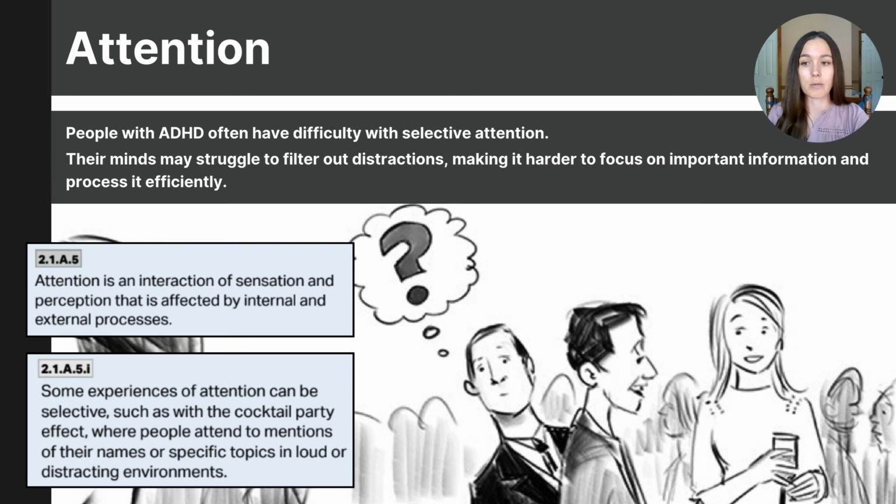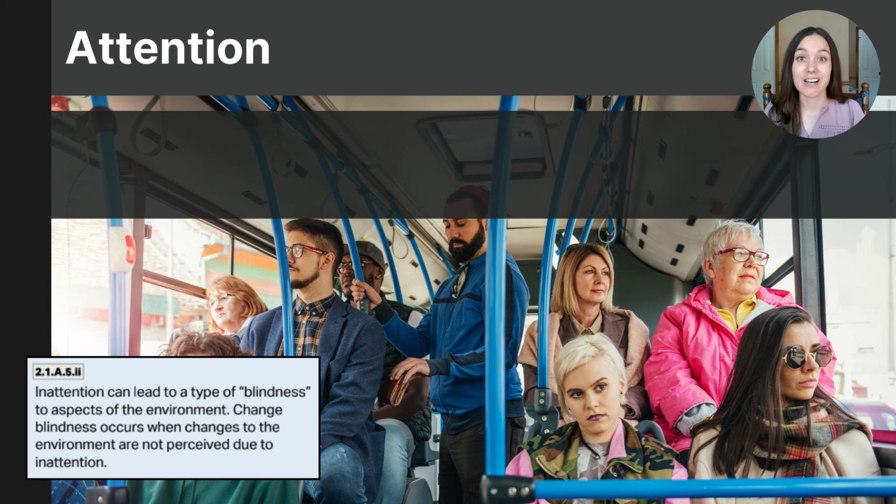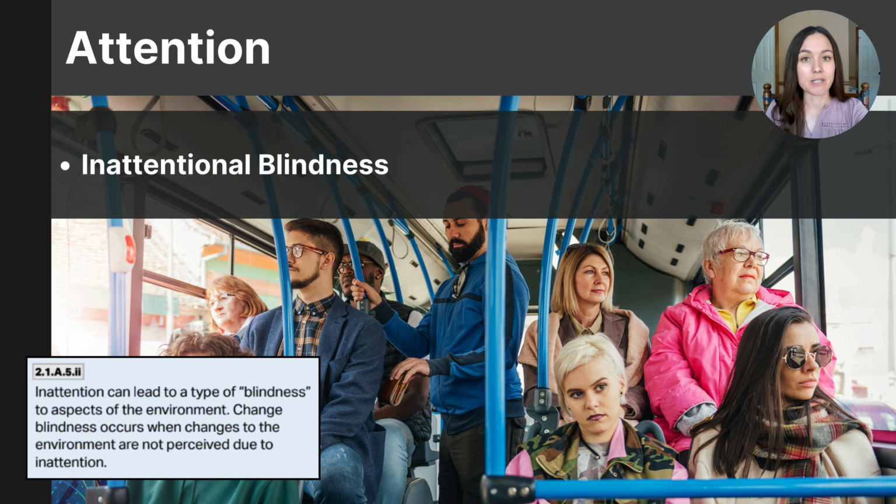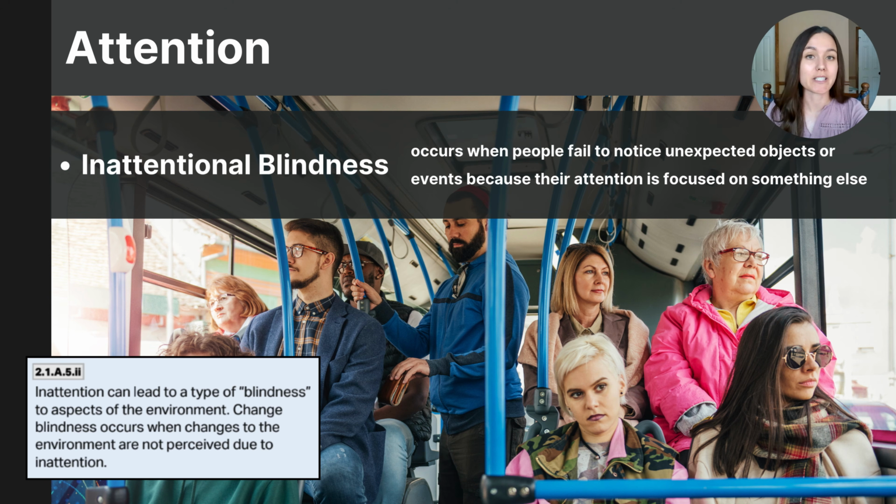Now, selective attention does have some unintended consequences, one of which is called inattentional blindness. This is a psychological phenomenon that occurs when individuals fail to notice unexpected objects or events in their environment because their focus is directed elsewhere. Essentially, what this means is while we're concentrating on one task, we completely overlook other visible elements around us.